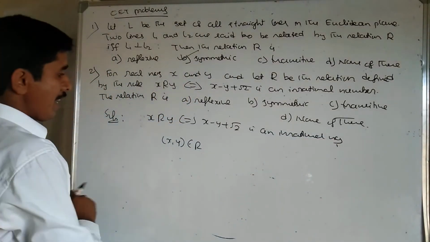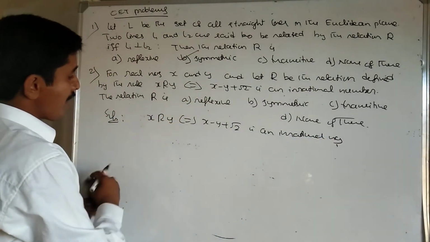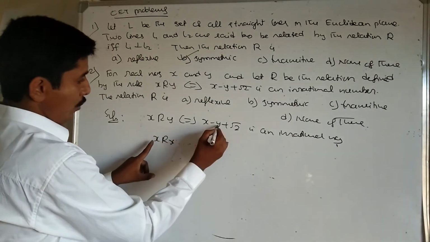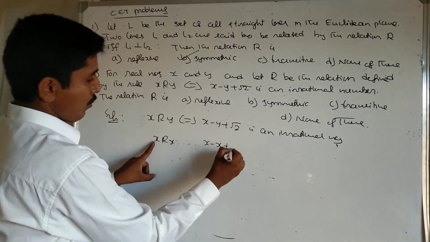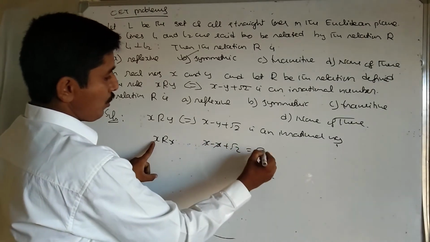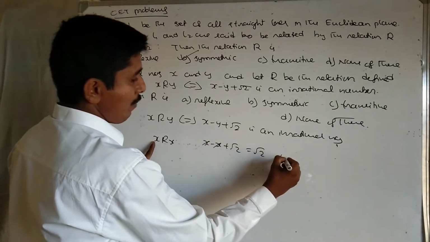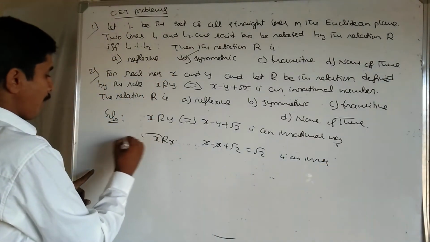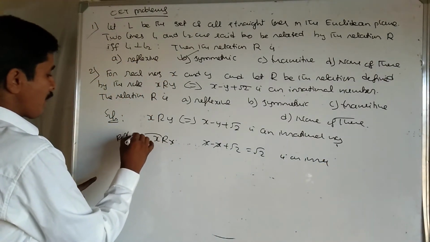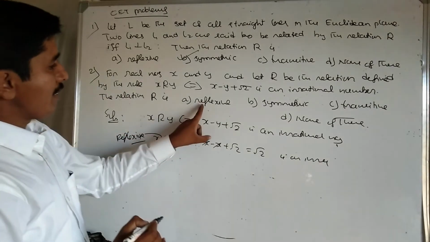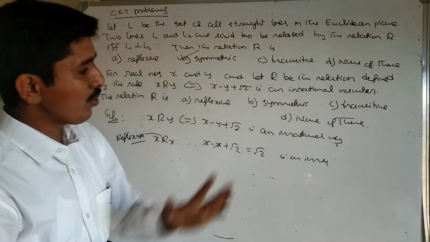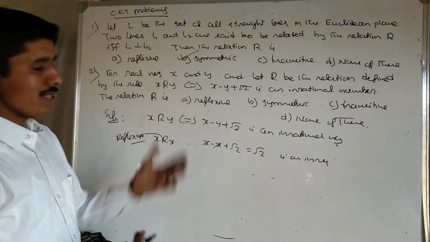Got it? Is it reflexive? Reflexive means x related to x. Here x minus x plus root 2 cancels, leaving root 2. Clearly it is an irrational number. Therefore, clearly this relation is reflexive. We can say that because only you have reflexive, symmetric, transitive. Well, A option is the right option.